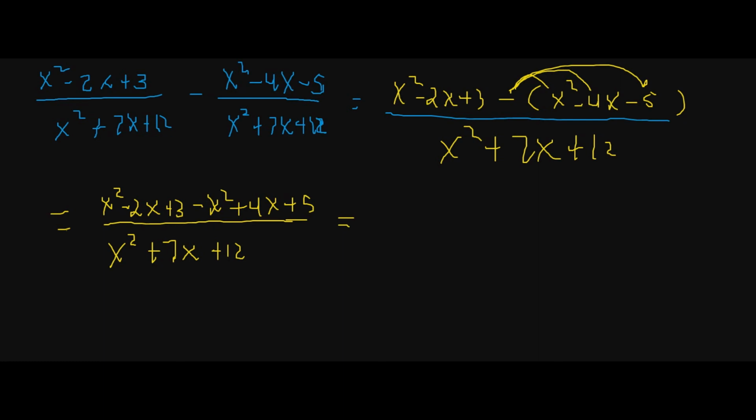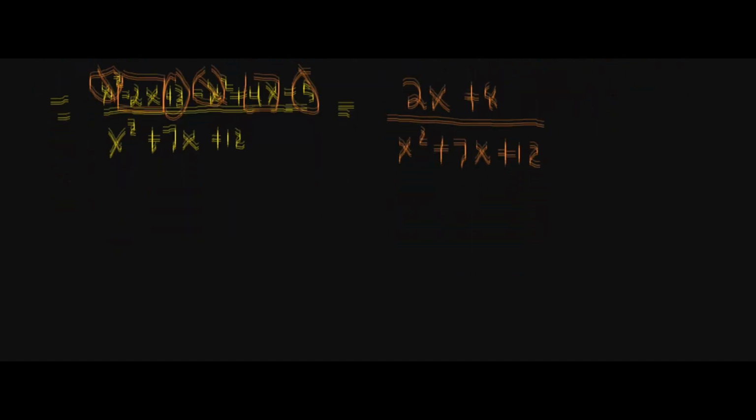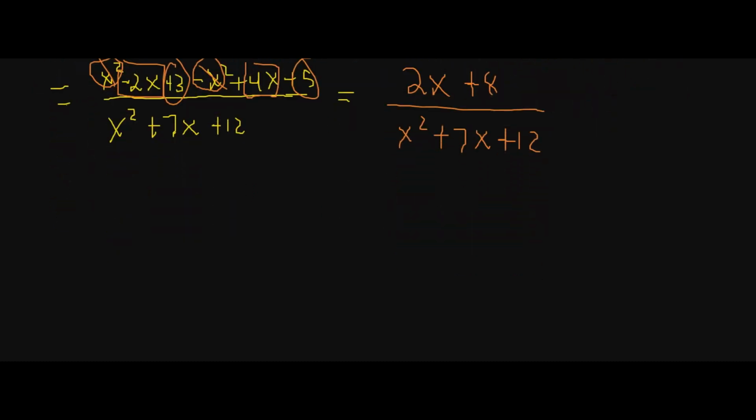Now let's go ahead and combine like terms. On the bottom, we still have x squared plus 7x plus 12. Over here we have x squared minus x squared, and these are going to cancel. Negative 2x and 4x give me 2x. And 3 plus 5 gives me 8. So now we have this simplified expression.